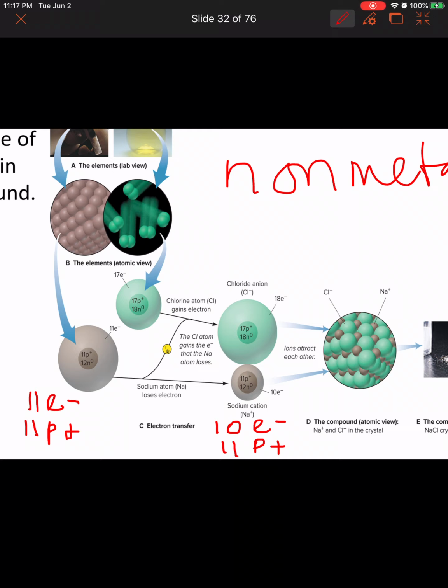And then chlorine is taking an electron from the sodium. To begin with, chlorine has 17 electrons and 17 protons, the same number of protons.